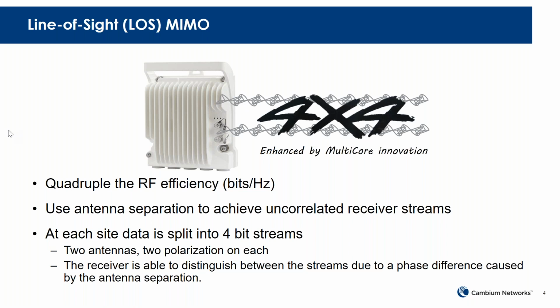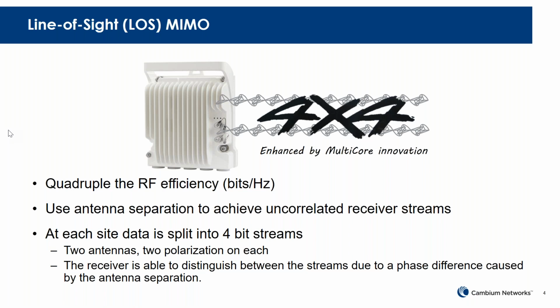So you get cross polarization. So XPIC, you get XPIC, and then on top of XPIC, you use the phase separation to achieve a double on top of XPIC. So XPIC gives you 2 times the capacity, and with a phase separation, you double again. The receiver is able to distinguish between the streams due to the phase difference caused by the antenna separation.